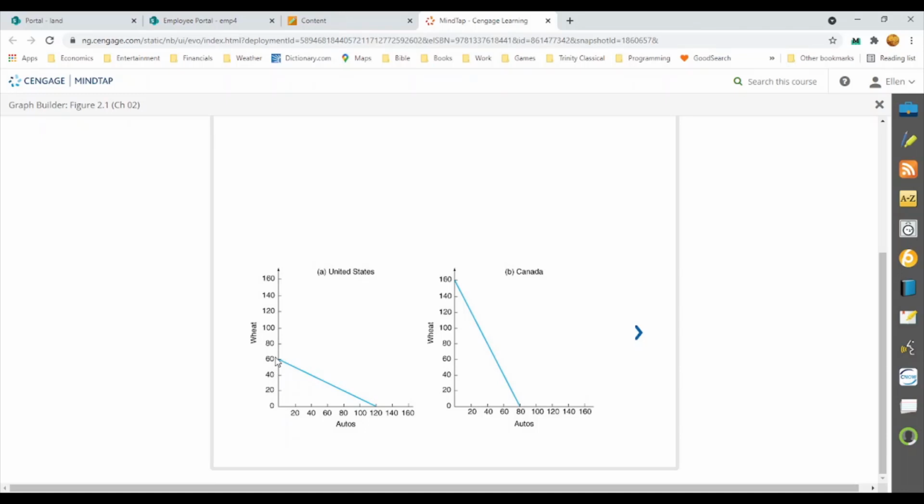right? So this is 0 autos, 60 wheat, 0 wheat, 120 autos, and those are obviously the two extremes, but they have all these combinations they could do in the middle. So the only way they can make some autos is to give up some wheat. Hopefully this is starting to bring back some memories. And then the same thing over here for Canada. The numbers are just different. Their maximum production for wheat is 160, and their maximum production of autos is 80.